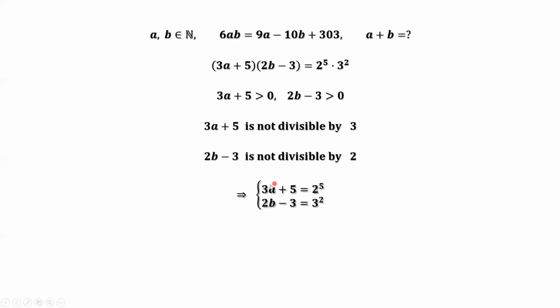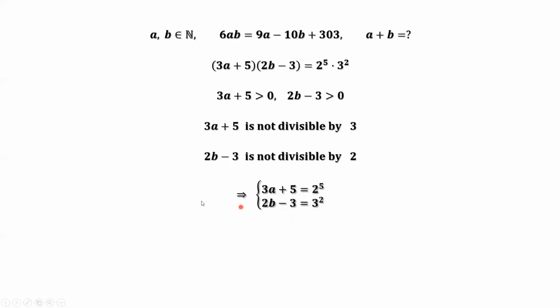Therefore, 3a plus 5 equals 2 to the power 5. 2b minus 3 equals 3 squared. We can see that 3a plus 5 has no 3 as a factor. 2b minus 3 has no 2 as a factor.